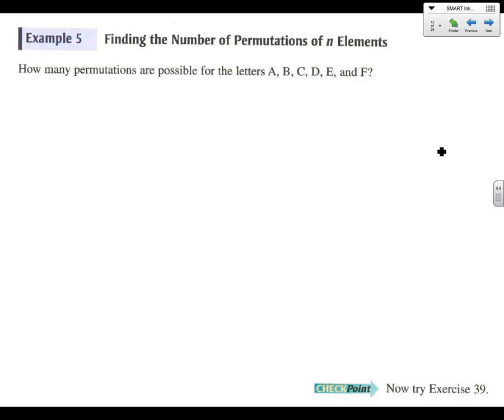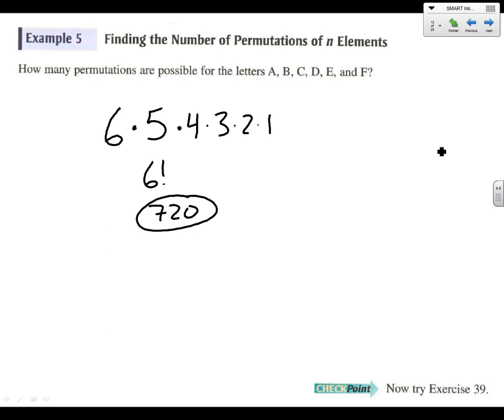How many permutations are possible for the letters A, B, C, D, E, and F? Okay, so how many letters are there? There's 6. So I could pick 6 of them to go first. How many could I pick to go second? I could pick 5 because I already picked one. All right, the order matters. And then 4, and then 3, and then 2, and then 1. All right, so 6 times 5 times 4 times 3 times 2 times 1. You guys know what that is. That's 6 factorial. And what is that? 30 times 4 is 120. 120 times 6 is 720 different permutations. So they get very big very quickly.